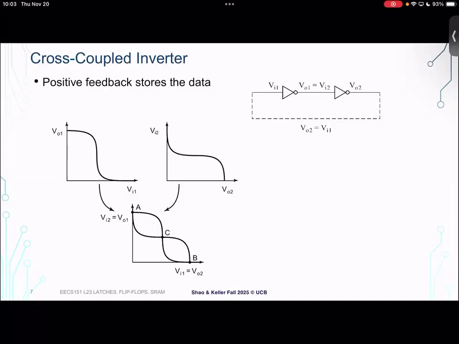So this is kind of an odd structure. Why would you do this? Well, let's think about what the functionality is, right? So let's say this level here is 0. The VI1 is 0. Well, it gets inverted through that first inverter. So that's a 1. And then it gets inverted again through the second inverter. That's a 0. And then that is passed back to the input of that first inverter, which is still a 0.